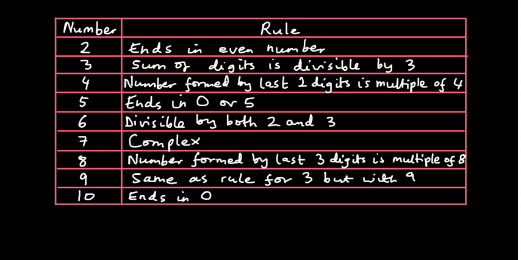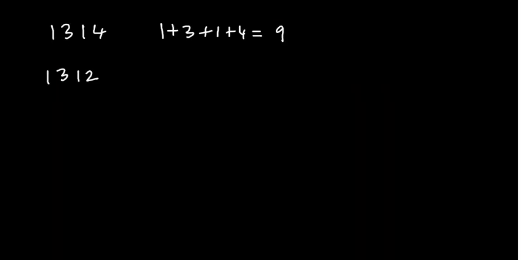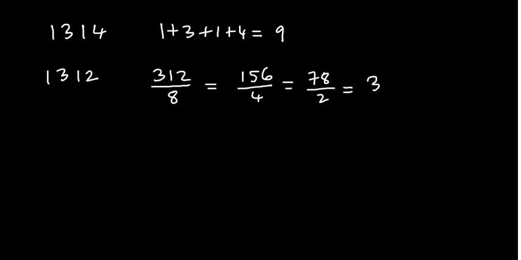And the rule for divisibility by 8 is quite similar actually, except that you look at the last three digits this time. So for example, let's check if this number is divisible by 8. So we look at this number and then we try to divide that by 8. So that would become 156 over 4. And that would be 78 over 2, and that would be 39. So 312 is divisible by 8, and that means that this number is also divisible by 8.